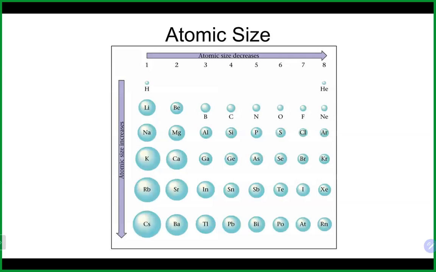Another important trend is atomic size. It also decreases as you go up and to the right, and it actually gets larger as you go left and down.